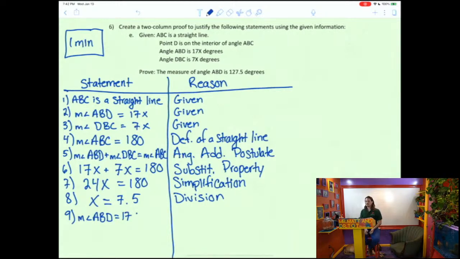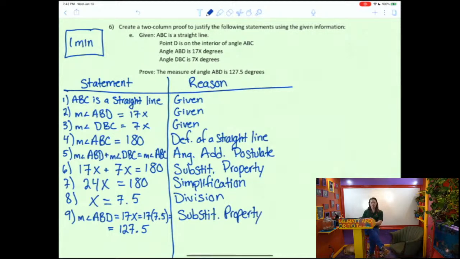Okay, so for number 6, we have given information that ABC is a straight line, that the measure of ABD is 17x degrees, and that the measure of DBC is 7x degrees. So given that, we know that the measure of angle ABC has to equal 180 degrees due to the definition of a straight line. We know that the smaller two angles added together comprise the larger angle, so the measures of the smaller two angles added together has to equal the measure of the overall larger angle. So the measure of angle ABD plus the measure of angle DBC must equal the measure of ABC because of the angle addition postulate.